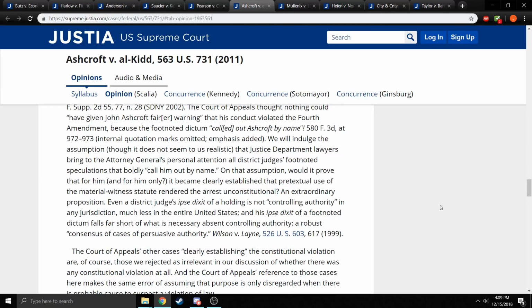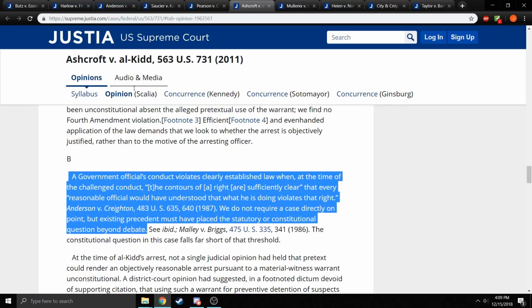Then Ashcroft gets fun. We've discussed Ashcroft v. Kidd. They have material witness warrants. If you're law enforcement or a prosecutor and you think a material witness won't show up, you can get the court to issue a warrant which will allow you to arrest that material witness. I know it sounds terrible, and yeah.